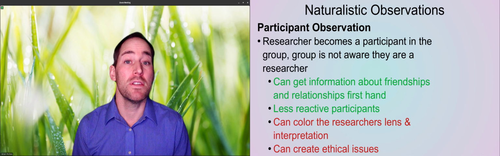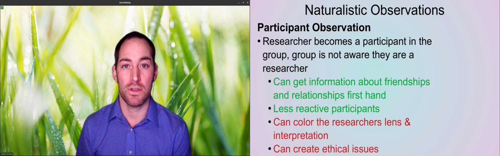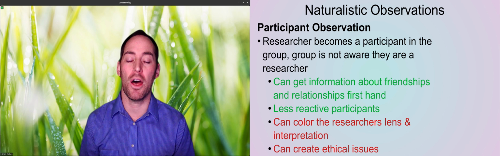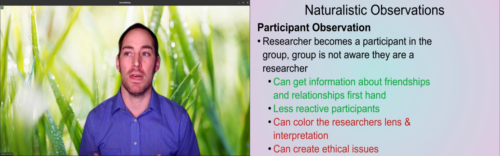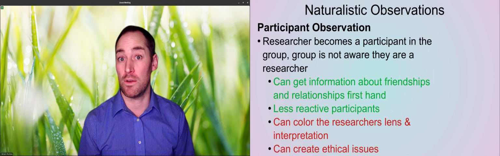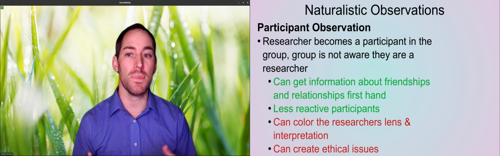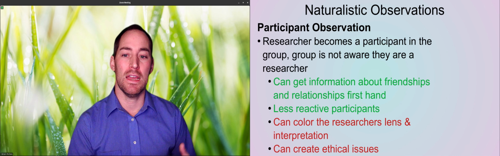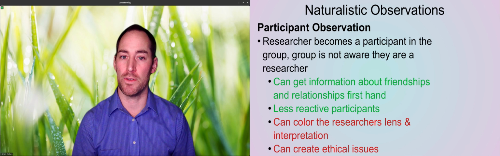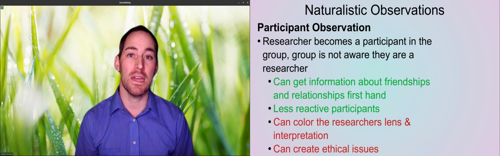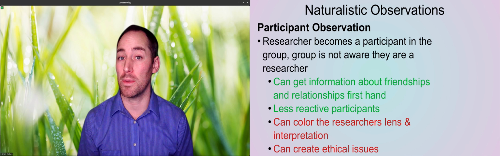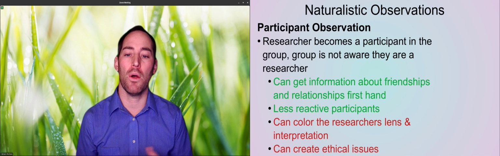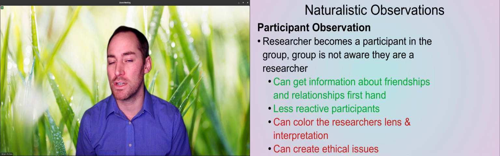So another example is participant observation, a researcher who actually becomes a participant in a group, but the group in this case is not aware that they're a researcher. So let's say, for example, you join an AA group, Alcoholics Anonymous group. You are literally participating, but you're actually doing observation. In this case, it's close to naturalistic observation. You're participating, but you can get additional information that you might not be able to get if you just had, say, a camera in the room. You can get information about how friendships and relationships form firsthand.